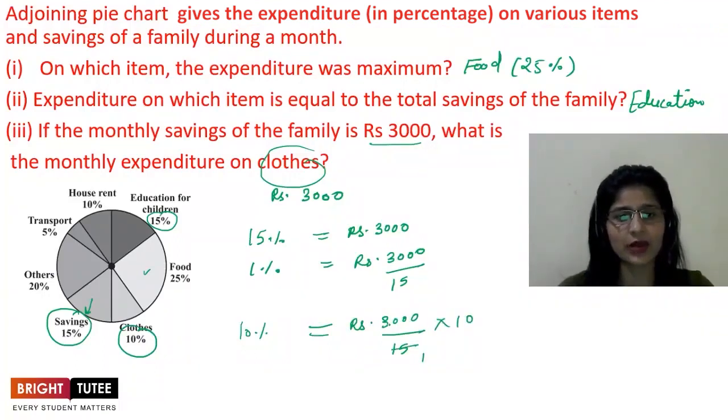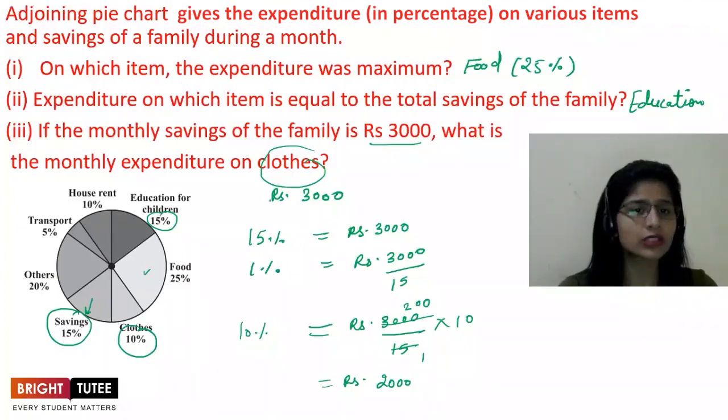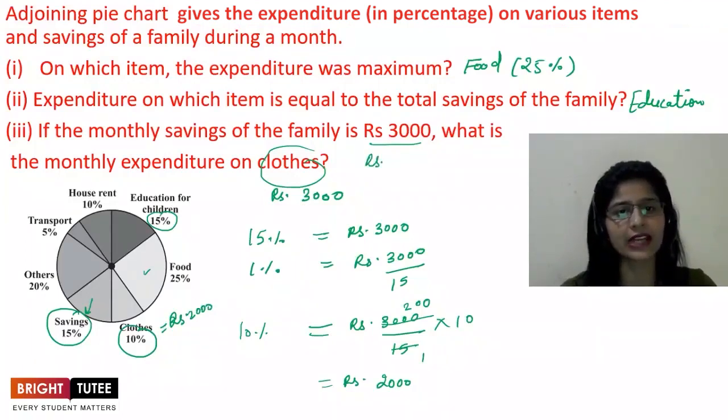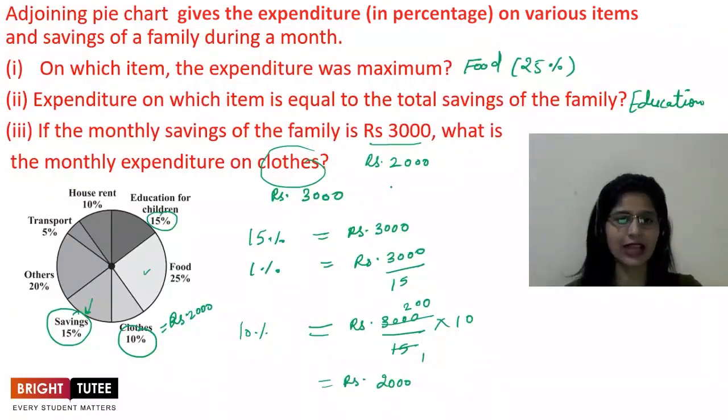So let us get 15 ones are 15, twos are 30, then 0 0. So we are getting rupees 2000. So on clothes the expenditure is equal to rupees 2000. Clear? So the final answer would be rupees 2000. So this is how we are going to calculate the expenditure, right? We did not know the total money earned, we don't know anything. Still, if one thing is given, we can calculate everything.